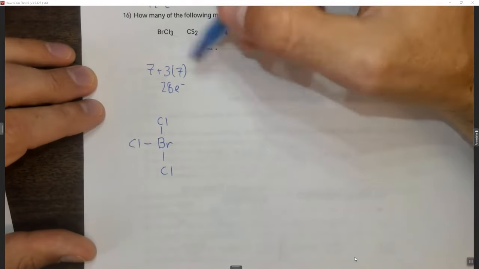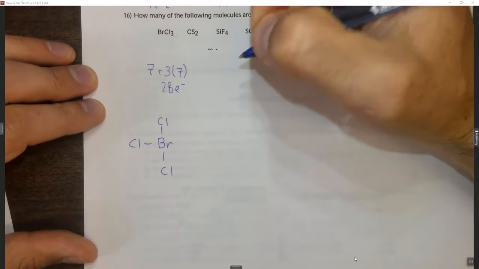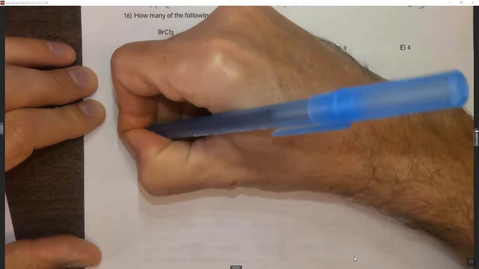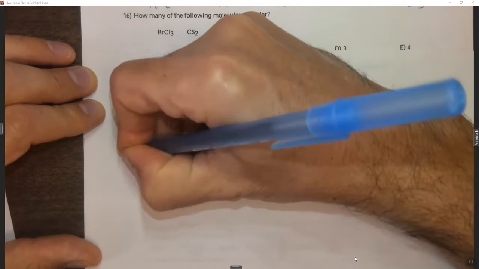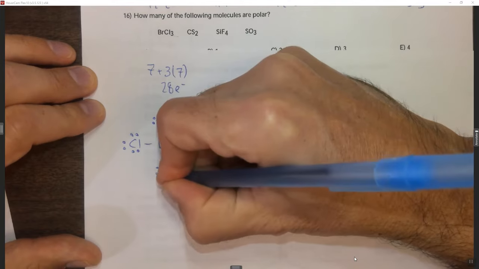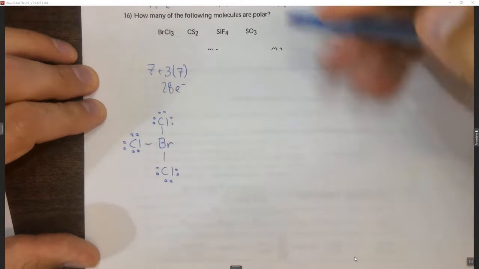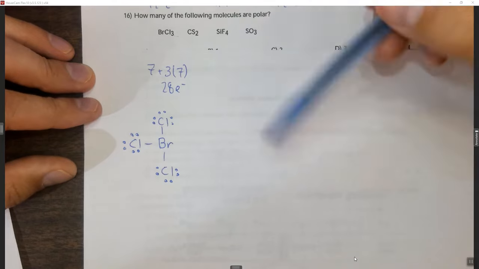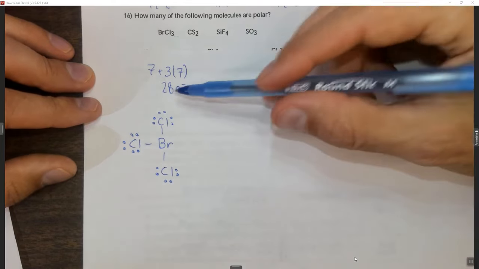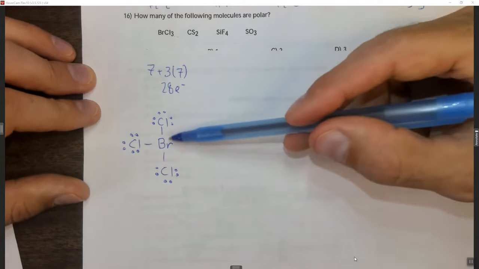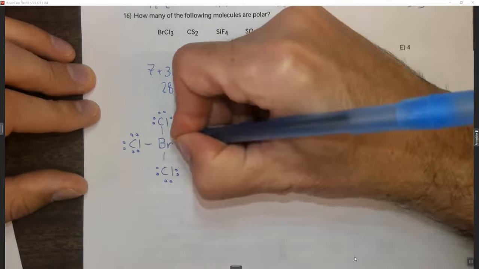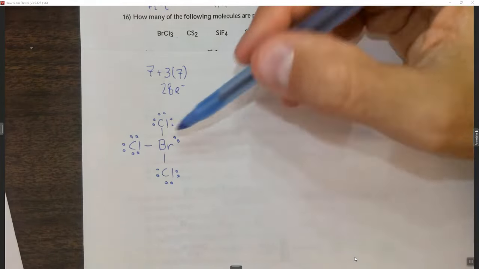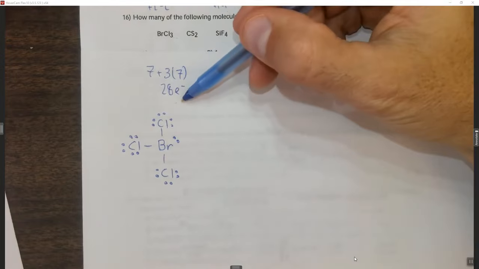Now we want to fill the octets. If you count by 8, it can be very helpful. If I put an octet around each of the chlorines, 3 eighths are 24. So now I've placed 24 of my 28 electrons. Now I have to decide where to put the other 4 electrons. I haven't filled the octet on bromine, so I'm going to put one of the 2 electron pairs on bromine. So now I have 2 more electrons that I have to place.